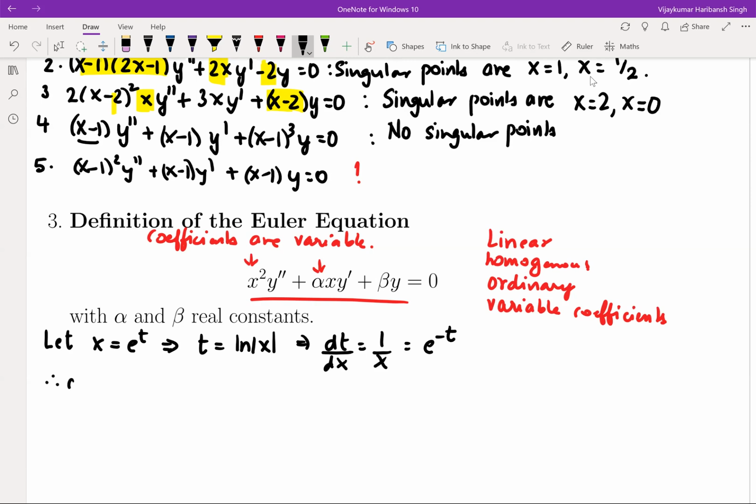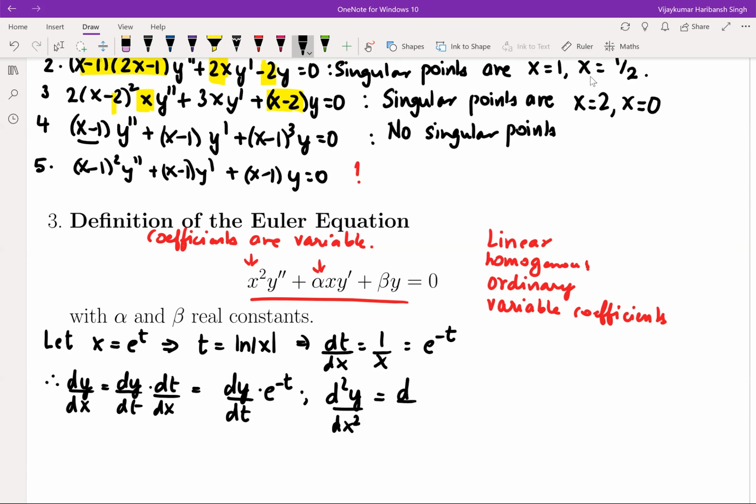So therefore, what will happen for dy by dx? dy by dx will look like dy by dt times dt by dx, and that is going to be dy by dt times e to the power minus t. Similarly, what is d square y by dx square? It is going to be d by dx of dy by dx. Yeah, that's the definition. So this is going to be d by dt of dy by dx times dt by dx.